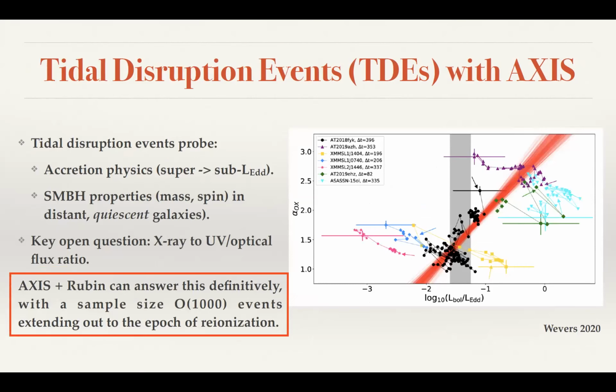TDEs will be another area where AXIS will be really beneficial. We can use combinations with, say, Rubin, and here the idea is to compare the X-ray and the UV, the alpha OX parameter, and that's telling us what the SED is doing, and that's giving us constraints on the mass accretion rate and the accretion flow configuration as this star is disrupted. And we think with a combination of AXIS and Rubin, we'll get to thousands of objects to populate plots like this and really be able to figure out what's going on.